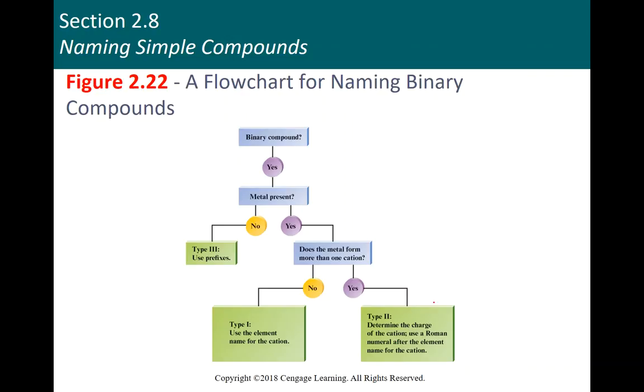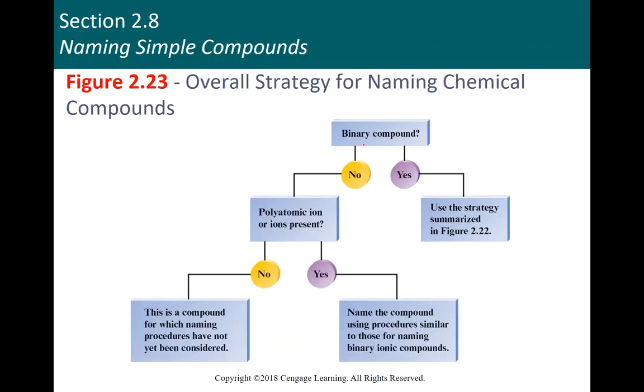This last slide in this PowerPoint is rather interesting because it doesn't count a polyatomic as a binary compound. So if it is a binary compound, if it just has 2 elements, then you use the strategies we just talked about. If it's a binary compound and there's a polyatomic ion or multiple polyatomic ions present, then you use the rules similar to naming for binary compounds. And if there's not a polyatomic ion present, chances are we haven't talked about how to name that yet. So look for some examples in your textbook.